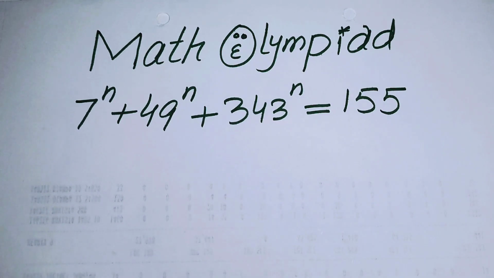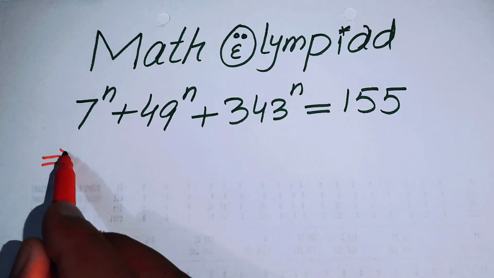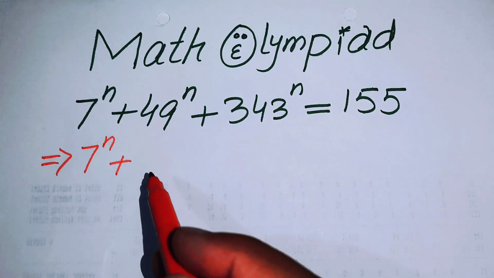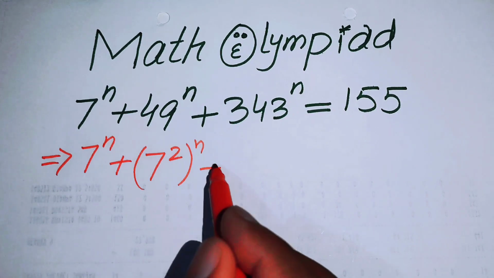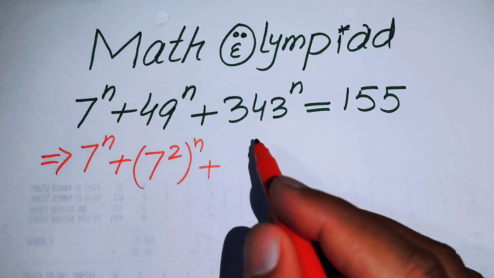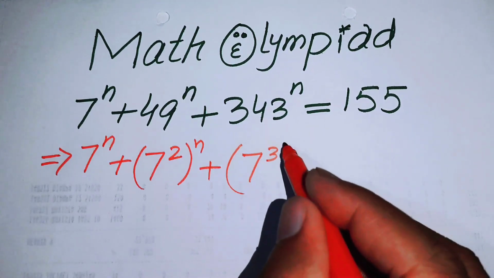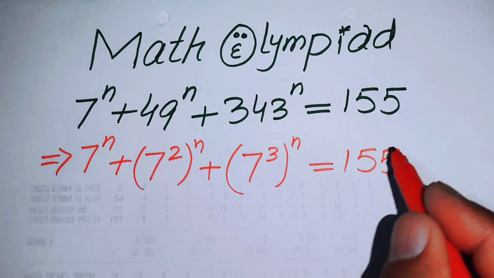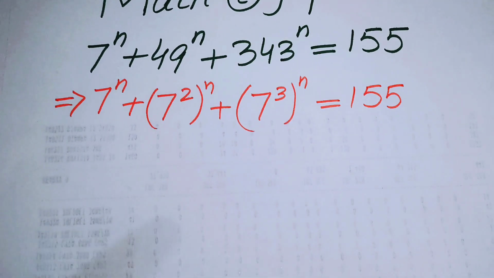So the very first thing we are going to do is rewrite this equation as 7 to the power of n plus, we can write this 49 as 7 squared and its whole power n, plus here we have 343 and we can write it as 7 to the power of 3 and its whole power n, is equal to 155.